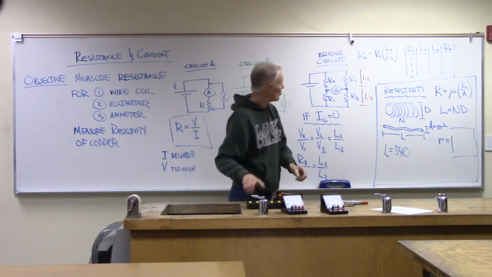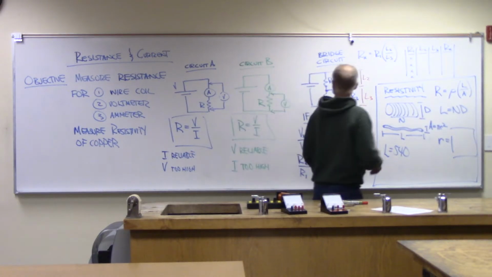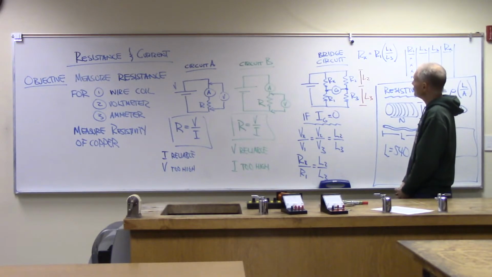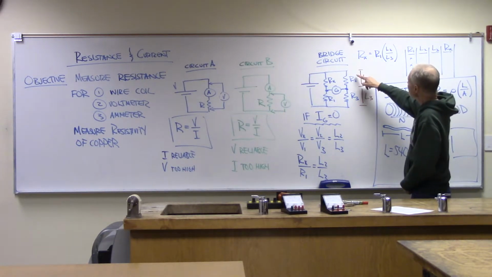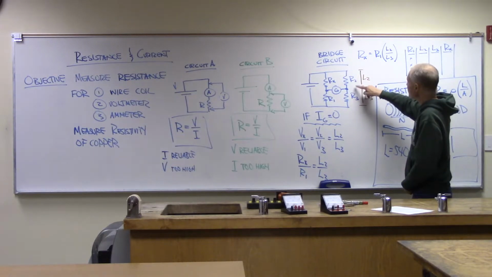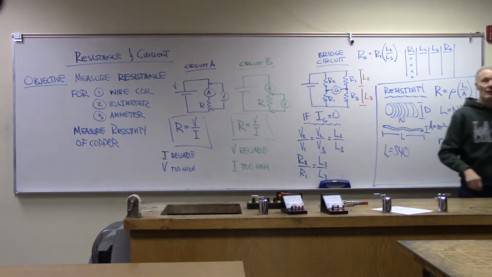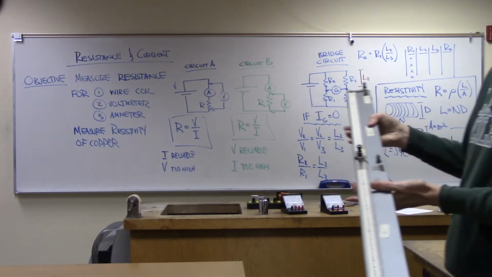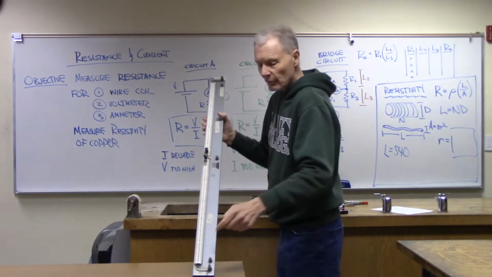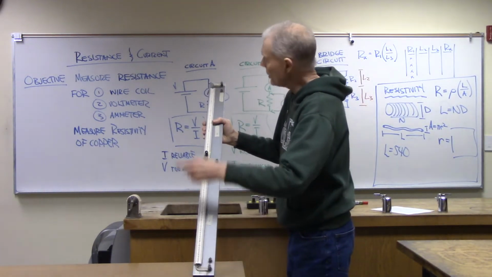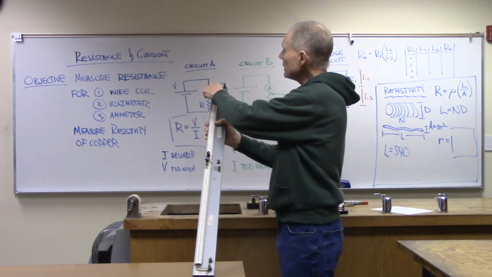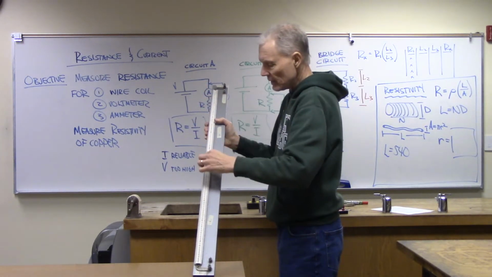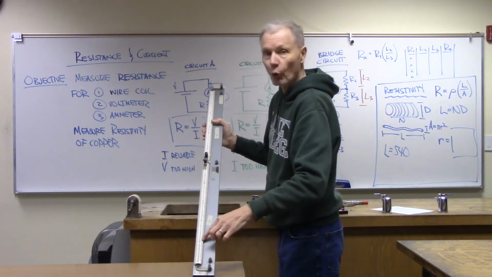Now what we can do is put in a couple of other resistors, R2 and R3. Now what those look like for today's lab is it looks like this. Okay, this is our resistor. It runs from here to here, and it is a 1 meter piece of wire, uniform wire.